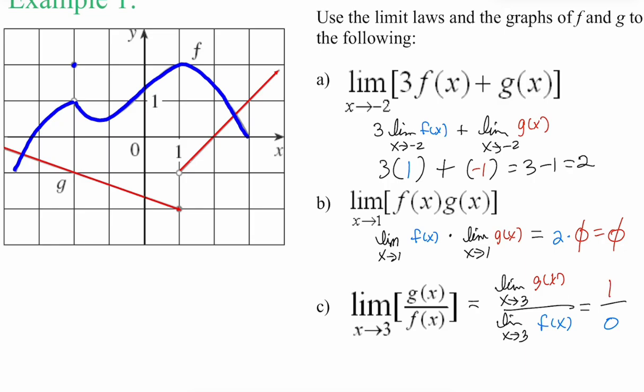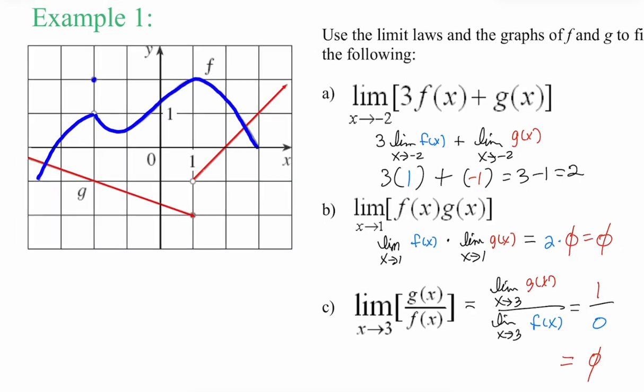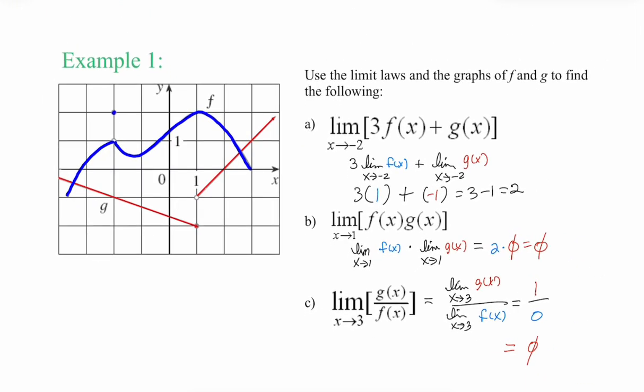What do we know about dividing by 0? You can't. It is undefined. Does not exist. You can write, again, DNE or does not exist. Okay. Any questions about example 1 using the limit laws from a graph?